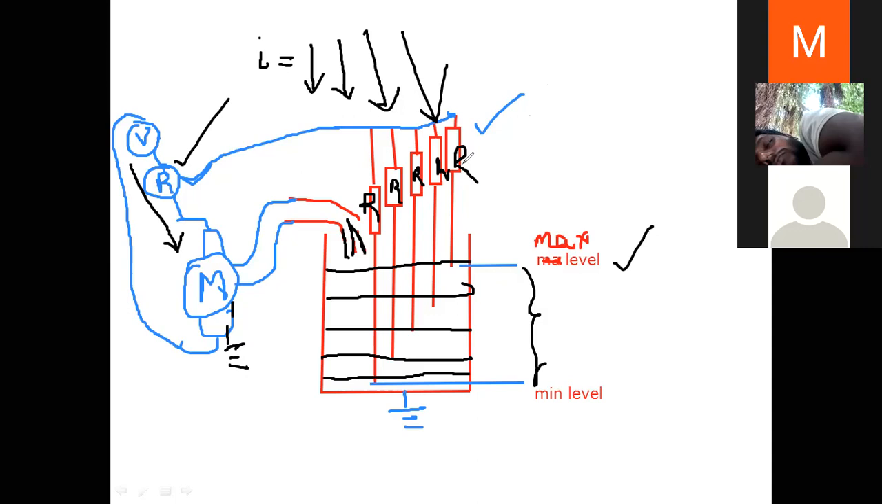If resistance decreases, what will happen? Then again current increases. When current increases, flux linkage increases. The motor will rotate and again the water will flow into the tank. So here I am controlling liquid level by changing resistances. So what is the principle involved here?